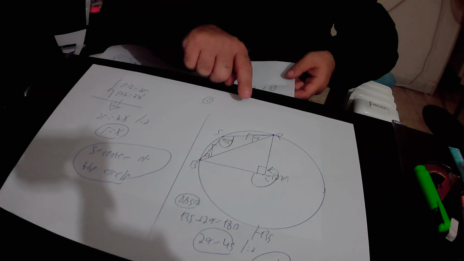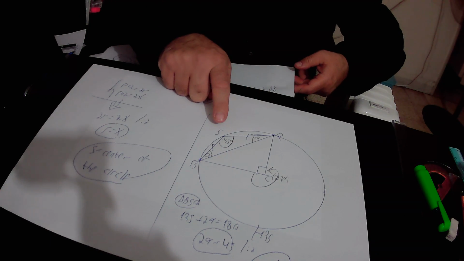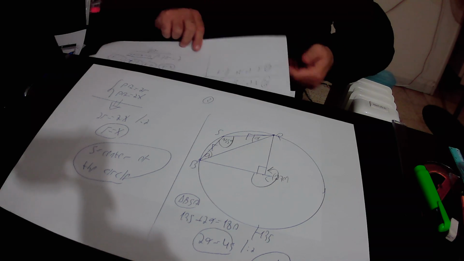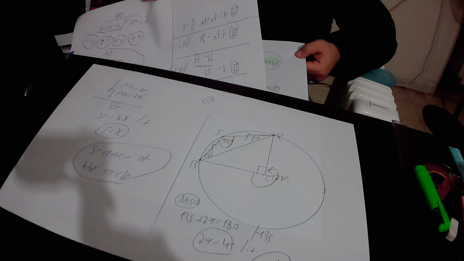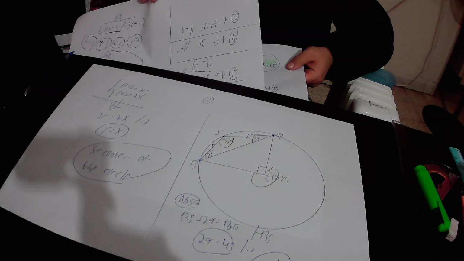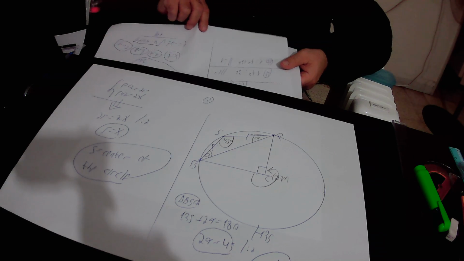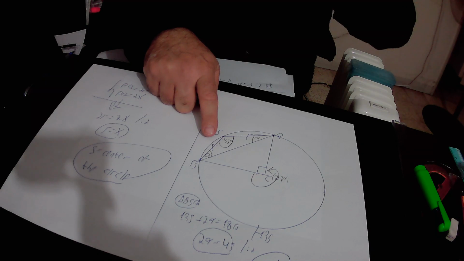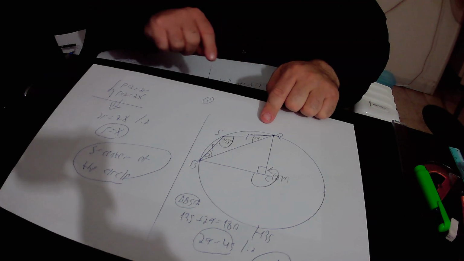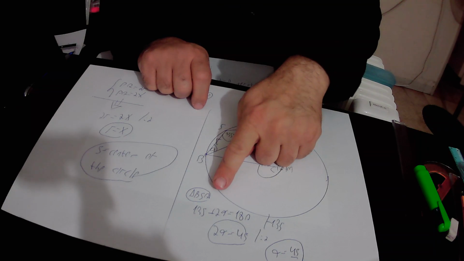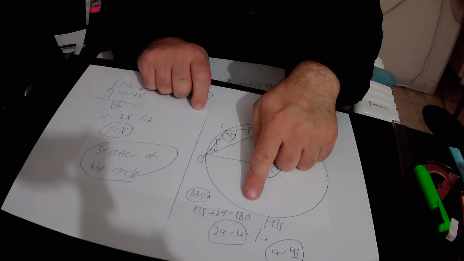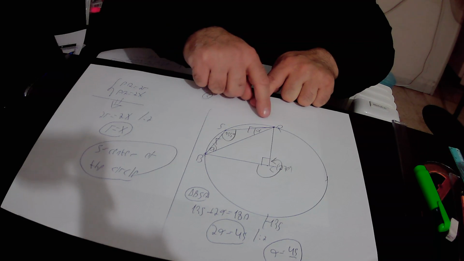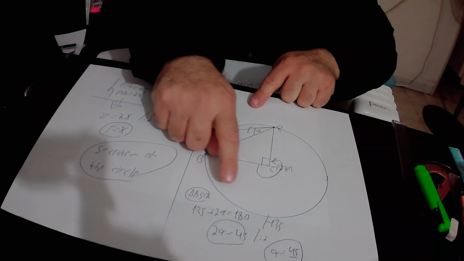Again, alpha plus 135 degrees equals 180 degrees. So here we have 135 degrees plus 2 alpha equals 180 degrees, according to the rule that the sum of the angles in any triangle, and especially in triangle BSQ, equals 180 degrees.